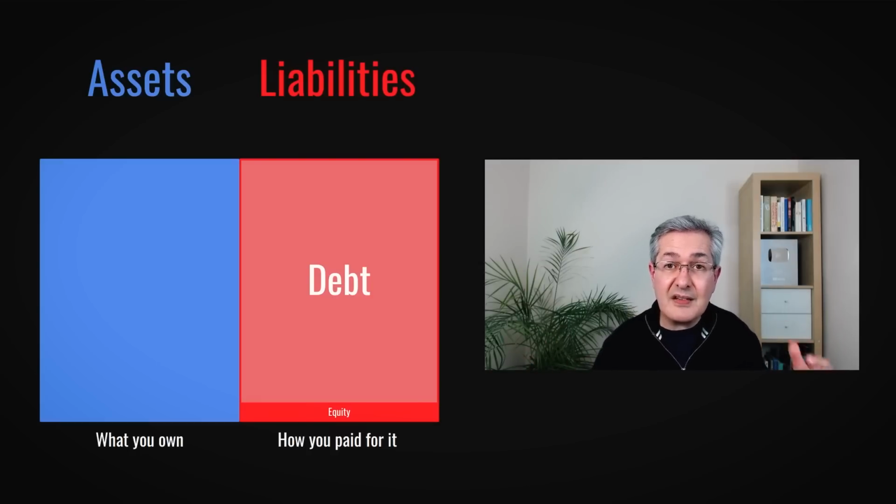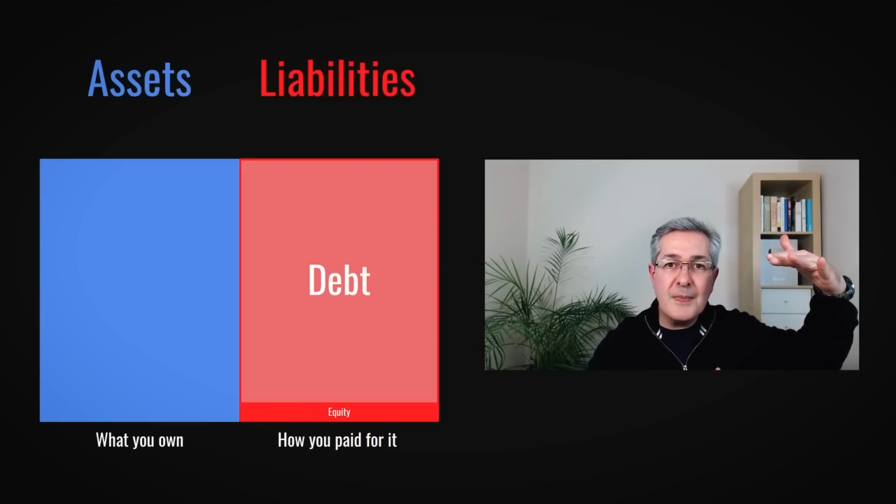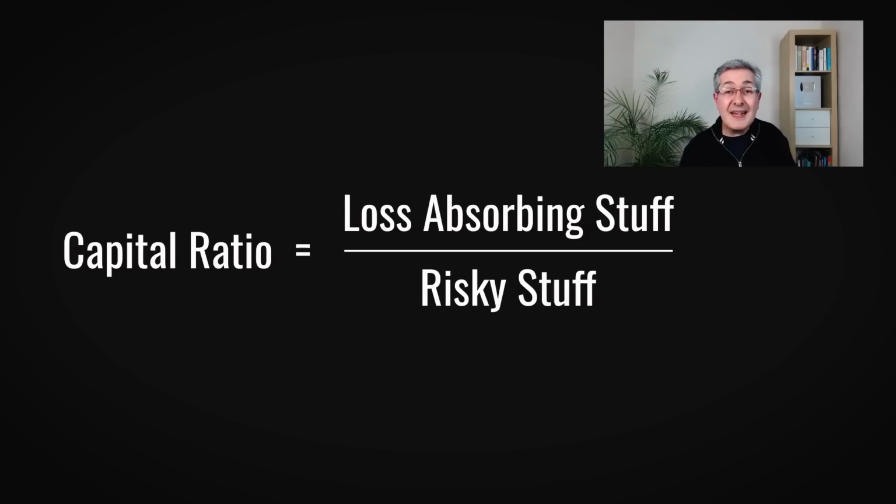If the value of the assets is very volatile, that means that they're likely to lose a lot of value over a short period of time, then you better have lots of equity to absorb those losses. And in 2006, banks didn't, and that's why Lehman failed, for example. So regulators came up with the idea of a capital ratio, a single number that would capture how much loss-absorbing stuff a bank has on the liability side of its balance sheet. It's simply the amount of loss-absorbing stuff, primarily equity capital, divided by the amount of risky stuff which the bank owns. What does that look like in practice?